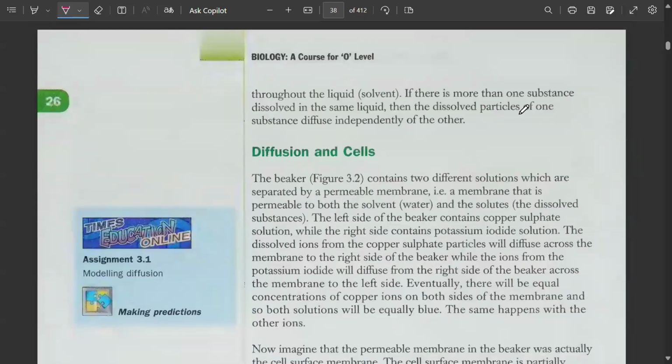Throughout the liquid, if there is more than one substance dissolved in the same liquid, dissolved particles of one substance diffuse independently of each other as well. The beaker contains 2 different solutions as well. Let's say अगर हम cells की बात करें, cells में अब कैसे diffusion होगी?